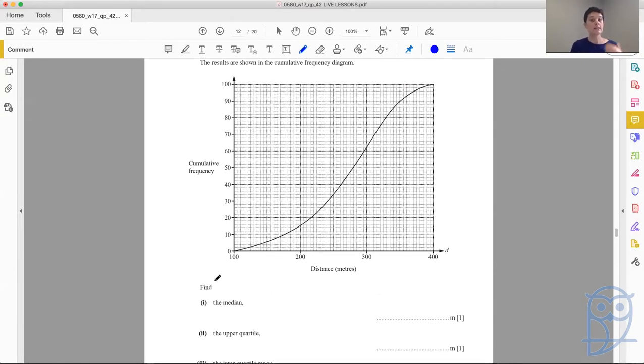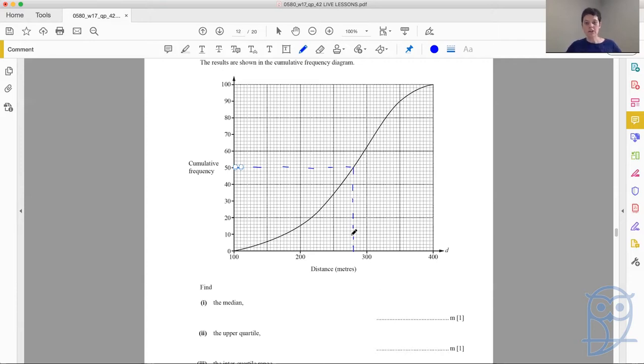Now the median is the middle piece of data. So if we have a total of 100 pieces of data, the median is at 50. So for a frequency of 50, we can head across to our graph and then down to read the distance.